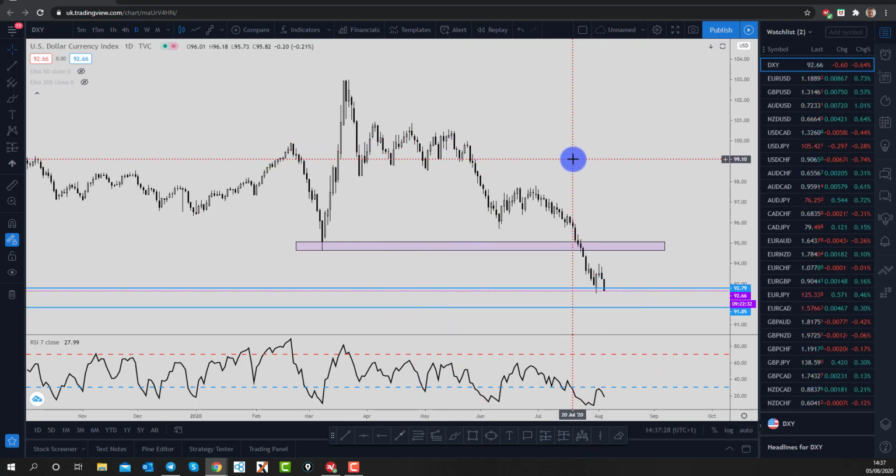But essentially, dollar's continuing to fall, stay on the back of that short-term dollar weakness until we do get any kind of confirmed changes in cycle.